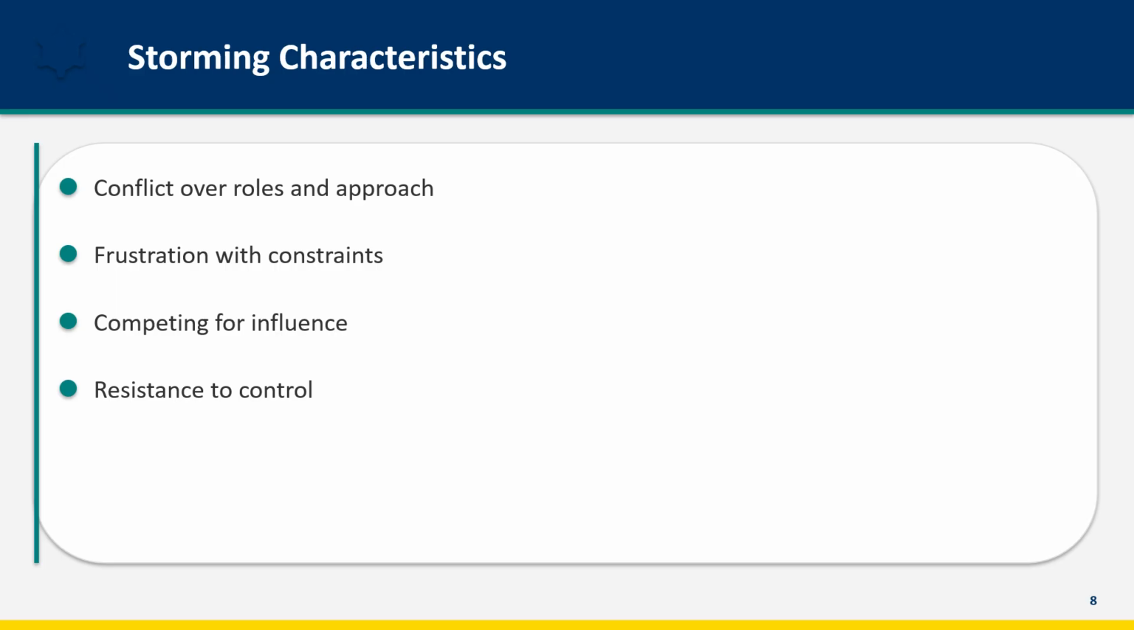Frustration grows with constraints. The project timeline feels too aggressive. Resources feel insufficient. People compete for influence. Who's really in charge here? Who gets to make decisions? There may be resistance to control, including resistance to you. This is uncomfortable but normal.